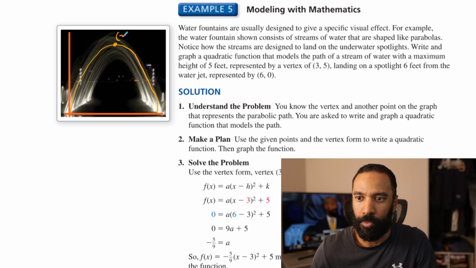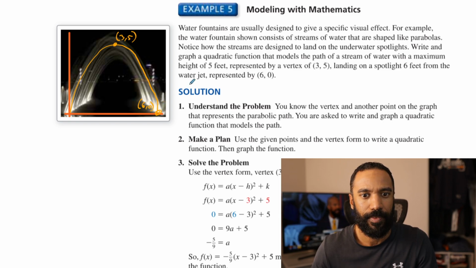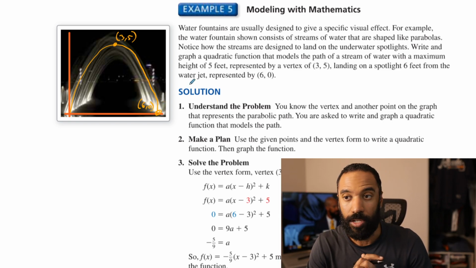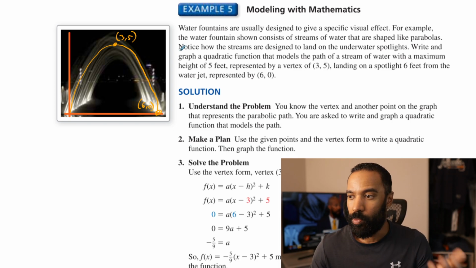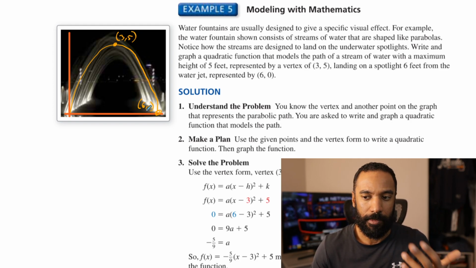We have a 3, 5 right here, and then later it hits a line over here that's 6, 0. Hopefully you can kind of see that. So that's the idea, and they're saying write an equation. So let's write the equation, but let's do it in vertex form, because we have the vertex. That's good. What we need to do is determine this a value.